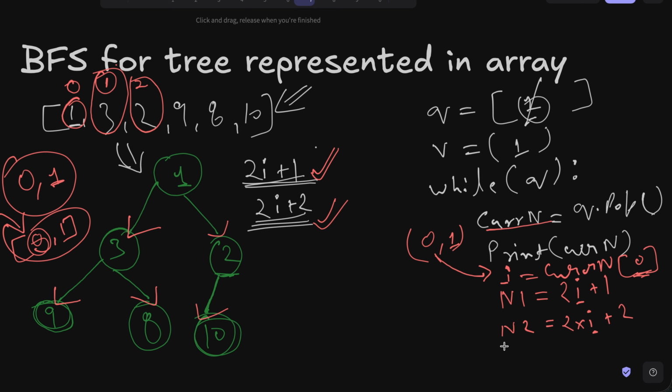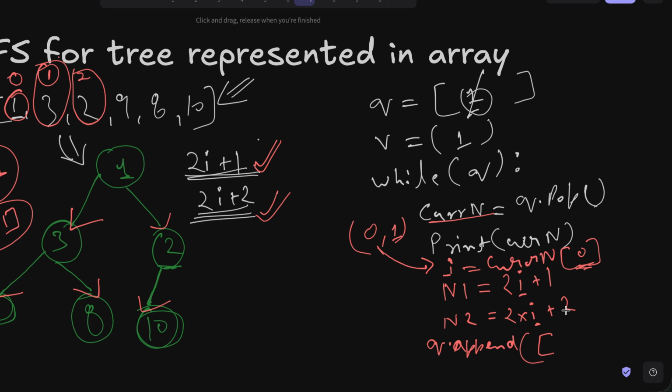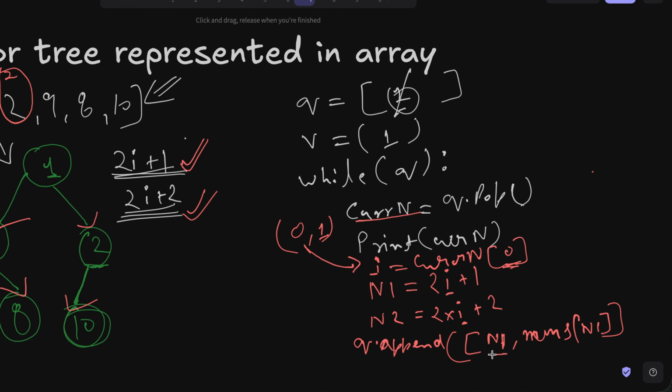How will I do this? I will simply say queue dot append. Then I can append a list inside of the queue. I will say I want to append n1, which is basically the index of the element that we want to append. And then I can say nums of n1. So what we are doing is that we are taking the index and the value present at that index in the given nums array, and we are storing this inside of the queue here. So the queue will contain 0, 1 also.